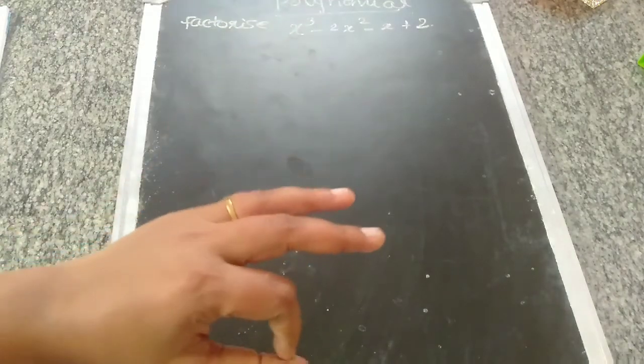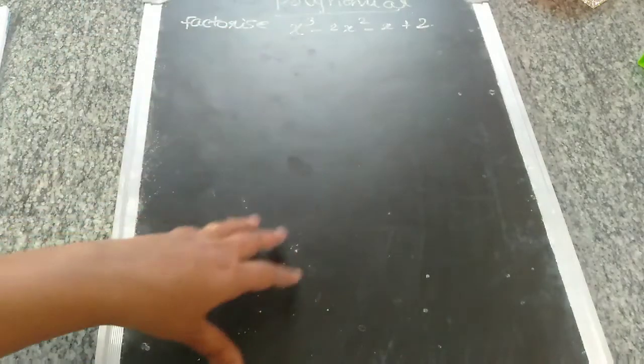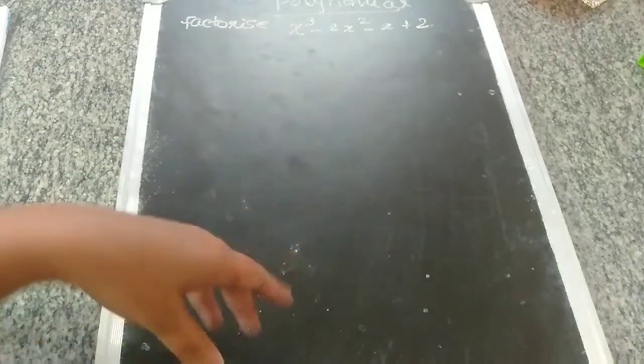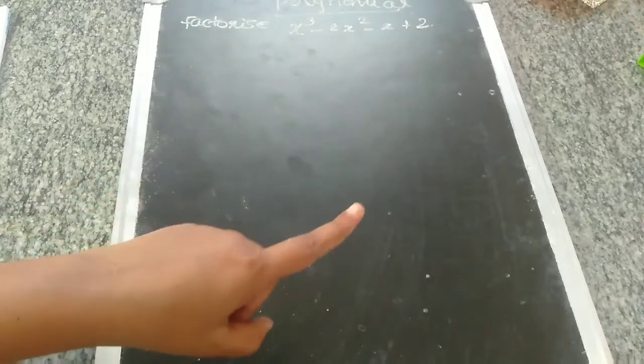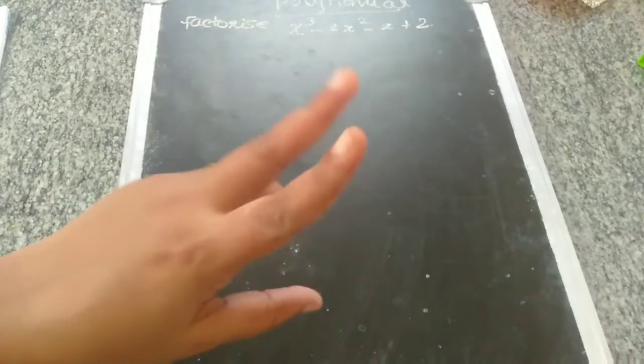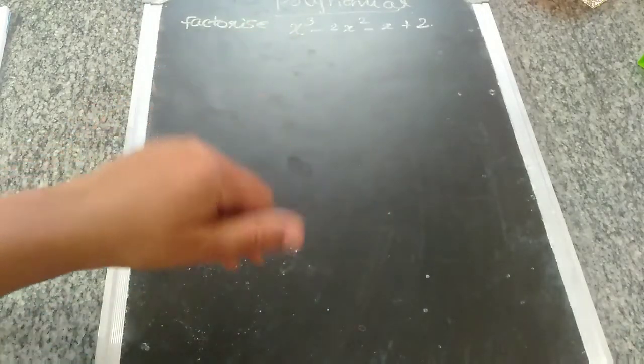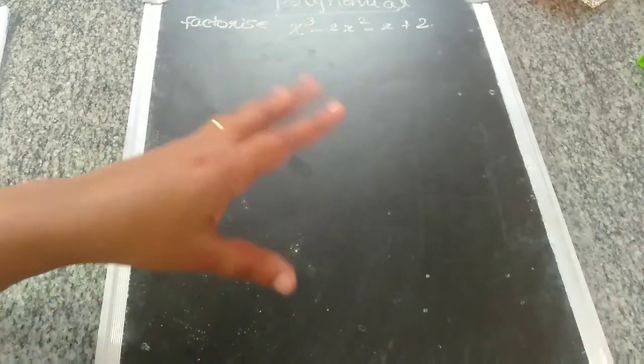How many zeros or factors does this cubic polynomial have? 3. Based on the degree only, that is how many zeros or factors they have. If it is a linear polynomial, only 1; if it is a quadratic polynomial, 2. Now we are going to see how to find the factors of a cubic polynomial.